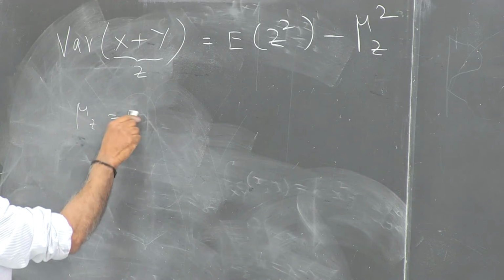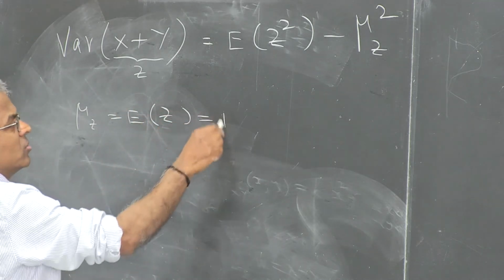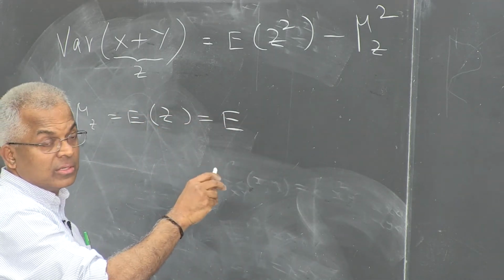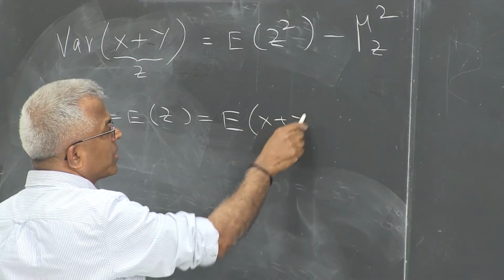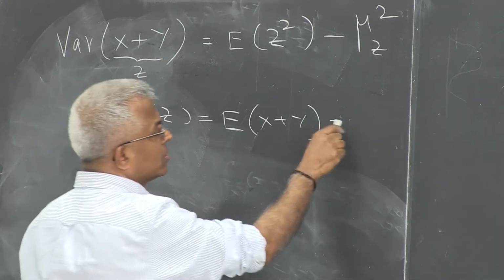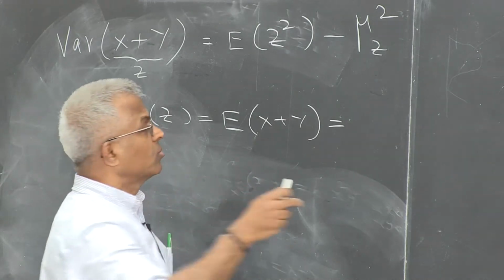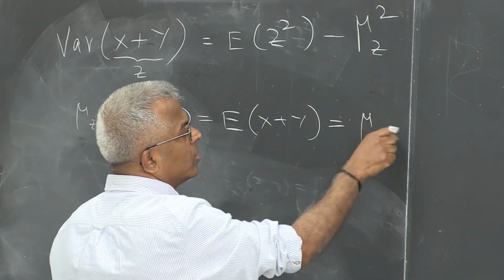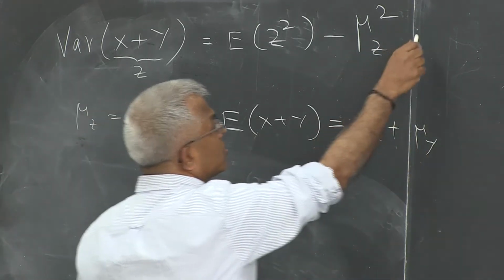Mu z is the expected value of z. So this is the expected value of x plus y. Expectation is a linear operation. Someone asked me that question by email. So this is mu x plus mu y. Let's substitute it here.